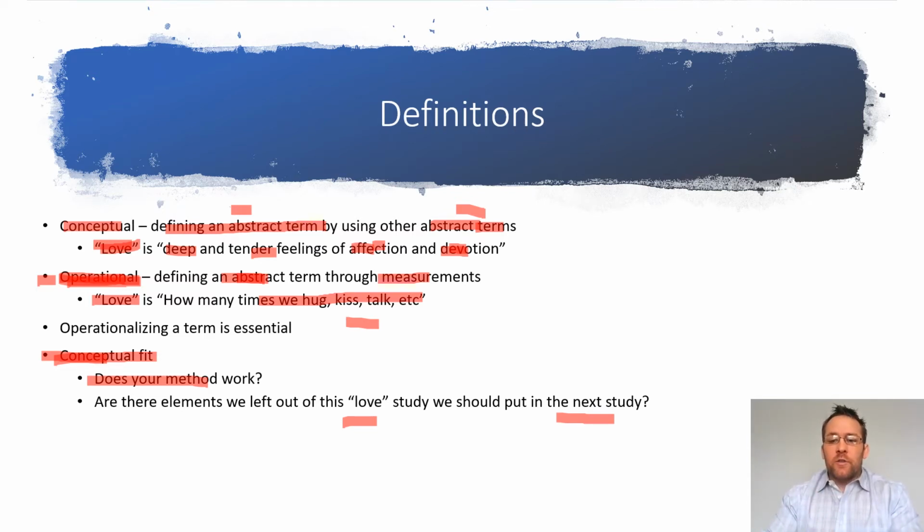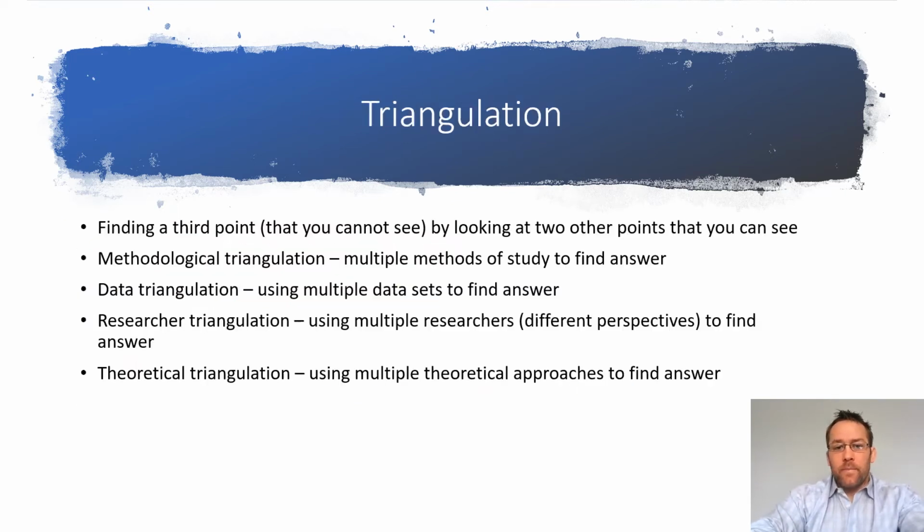Are we actually measuring what we say we're measuring when it comes to these abstract terms? Triangulation, right? Triangulation, 3, like a triangle. What we're doing is finding the third point that we cannot see by looking at two other points that you can see. So I'll give you a nice example on the next slide.